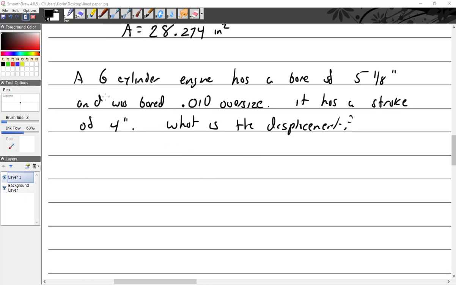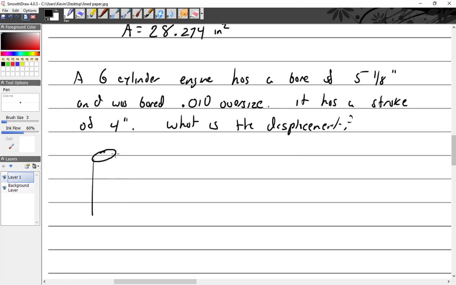But anyway, the question is, and this is out of your Q&A, but I made it a little more difficult. A 6-cylinder engine has a bore of 5 1/8 inch and was bored .010 oversized. It has a stroke of 4 inches. What is the displacement?